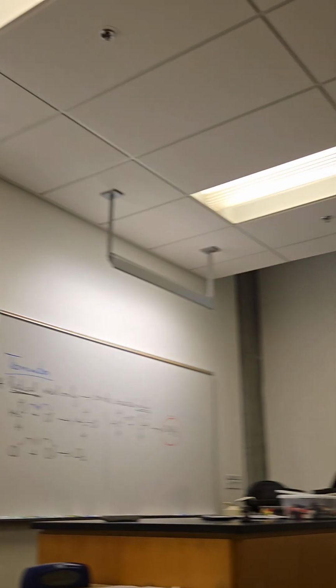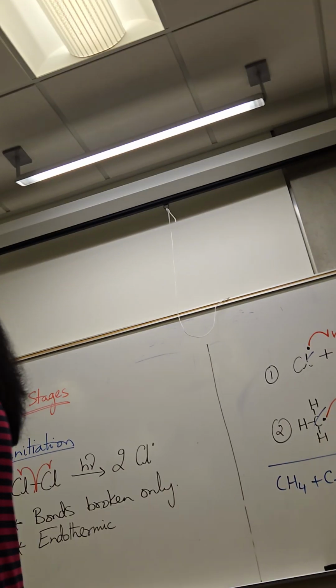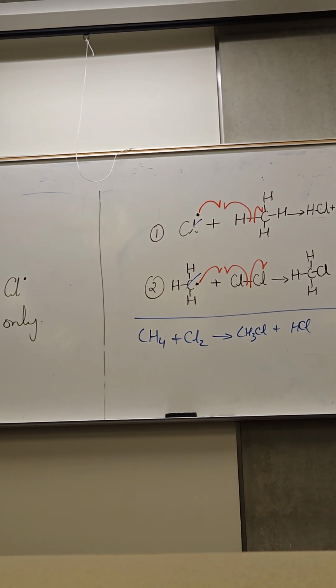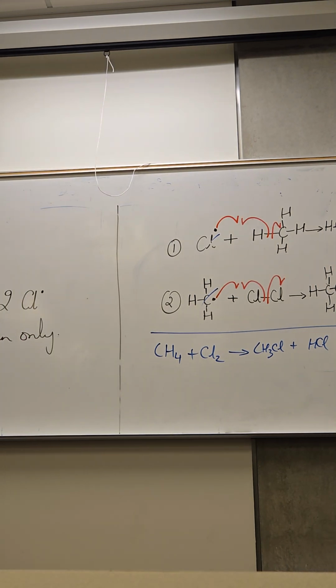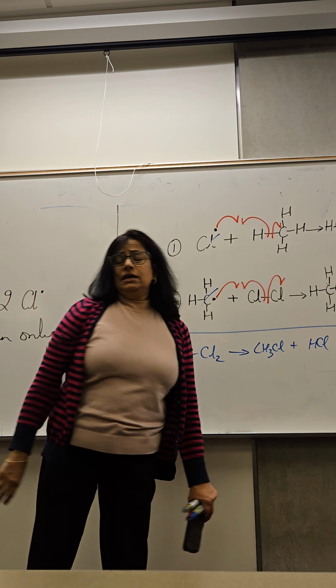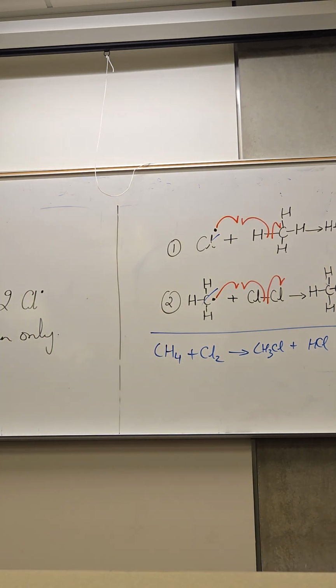Are we all okay with the 3 stages? It's very important when you write mechanisms of free radical halogenation of alkanes that you write them in distinct 3 stages. Here is the initial stage, here's the propagation stage, here's the termination stage. Can I answer any questions? We'll do more.